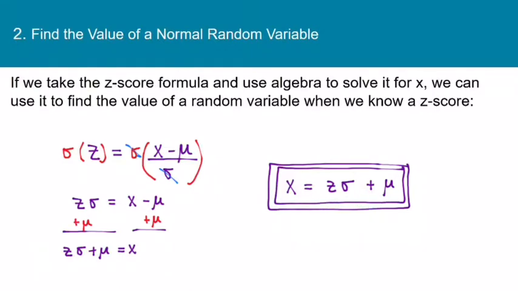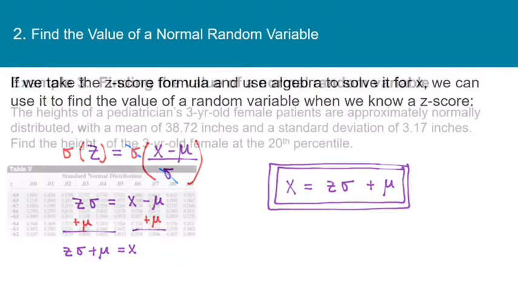So again, if I have an x value and I want a z-score, I can always use this formula that was solved for z. But if I have a z-score and I want to go back to x, then I want to use the formula in this form. Both forms are on your formula sheet. Now let's get a couple of examples where we will get to practice with this formula.